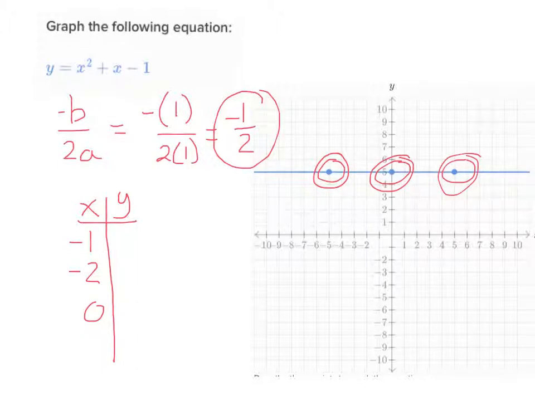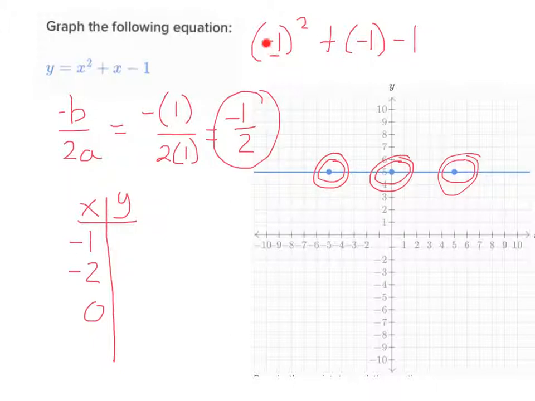So when you plug negative 1 in there, you've got negative 1 squared plus negative 1 minus 1. Notice anytime I plug a number in for a letter, what did I put it in? Parentheses. So what I've got here is 1 minus 1 minus 1, which equals negative 1.